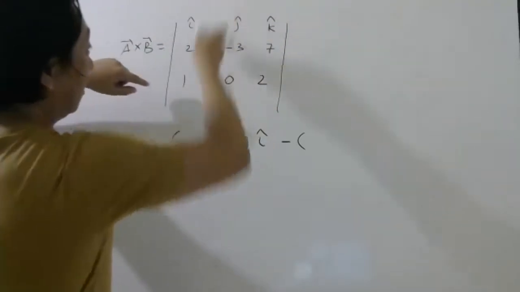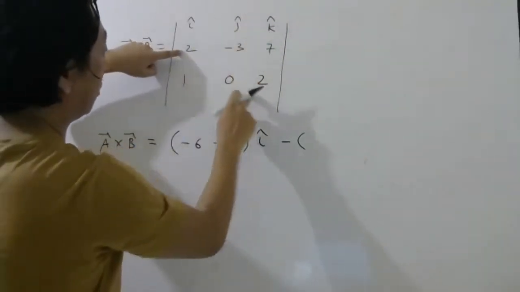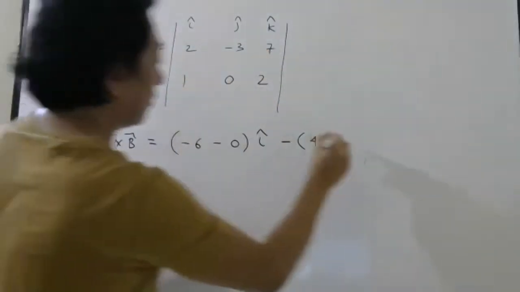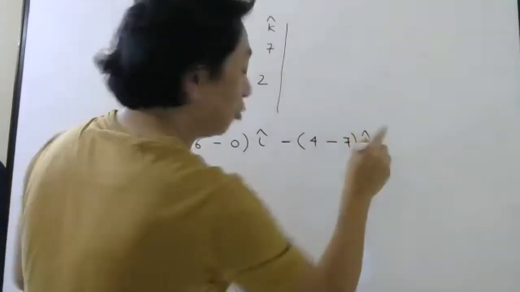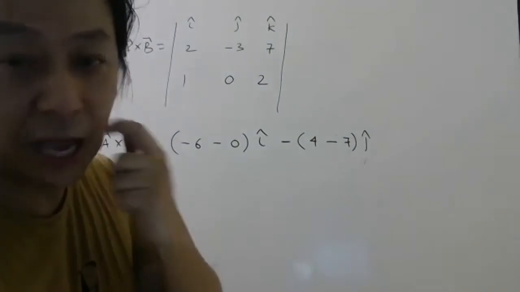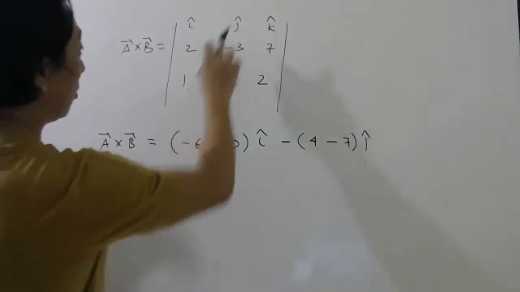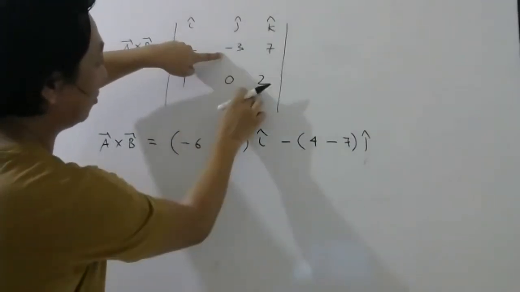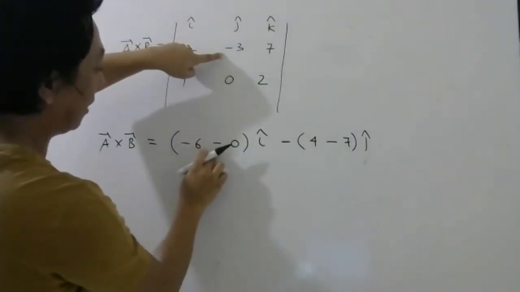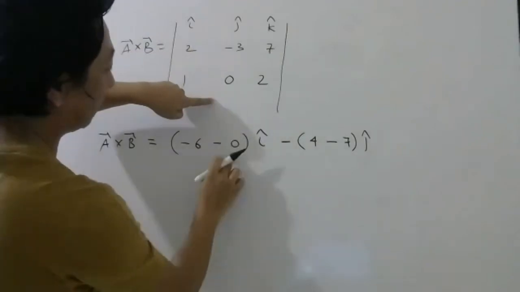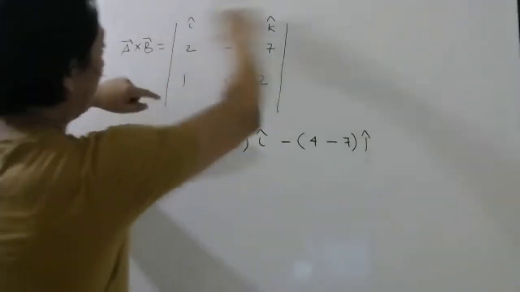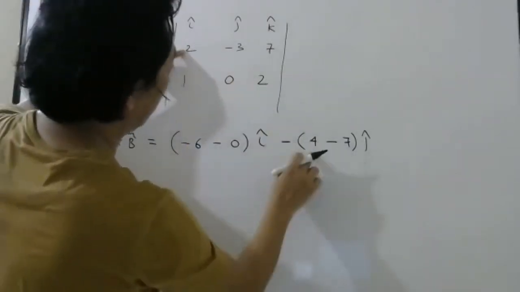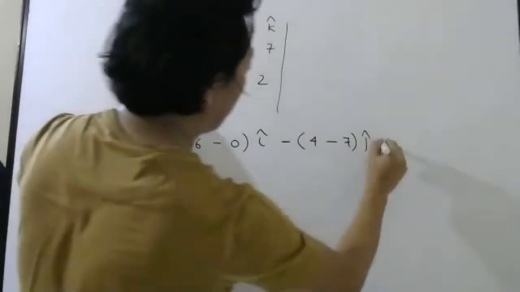This will go 2 into 1, 2. 2 2s are 4. Minus 7 1s are 7. Now I am writing directly, I am not writing, for example, minus 3 into 2 like that. Directly, minus 3 into 2 is minus 6. Minus 7 into 0 is 0. For j component, 2 into 2, I am not writing separately. 2 into 2, 4. 7 into 1, 7.